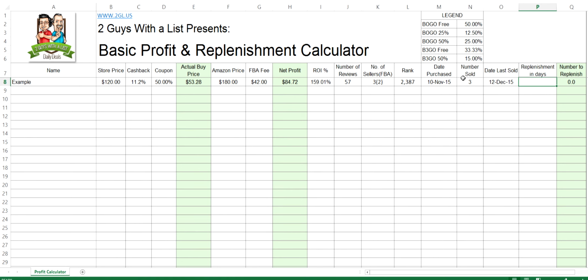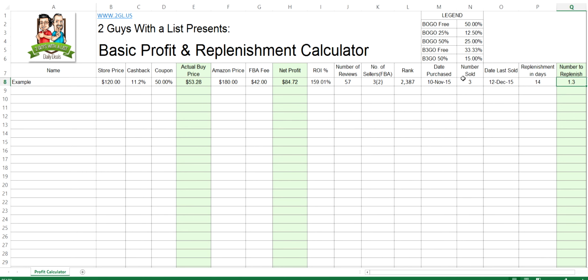Now the next part is the replenishment in days, okay. Now this is where it starts to become very important. The replenishment cycle in days is quite simply the period of time between sending shipments into Amazon. So if you regularly send into Amazon every 14 days, put in 14. It's that simple. Now this thing will automatically calculate for you, based on that time period and how many units were sold during that time period, how many you should buy.